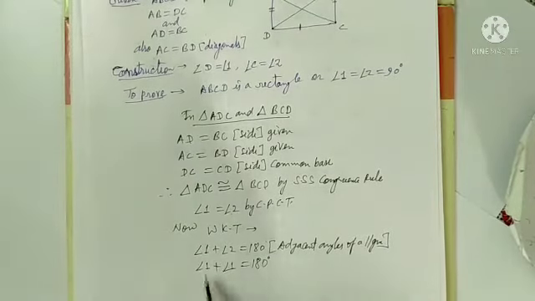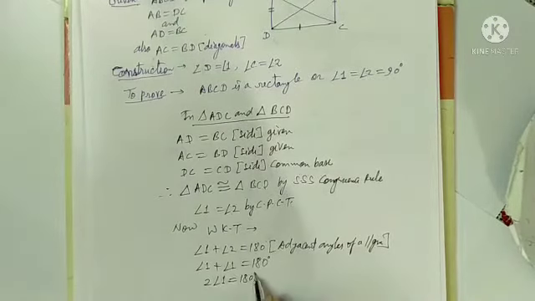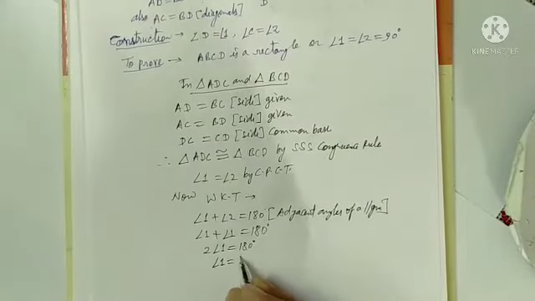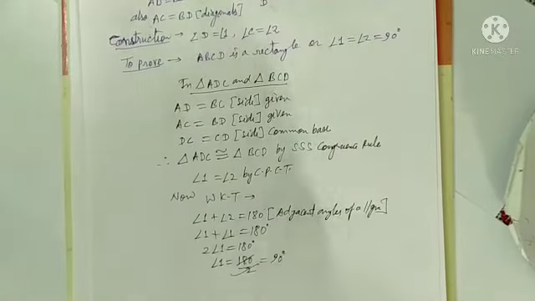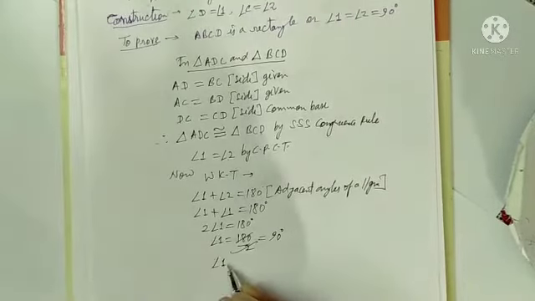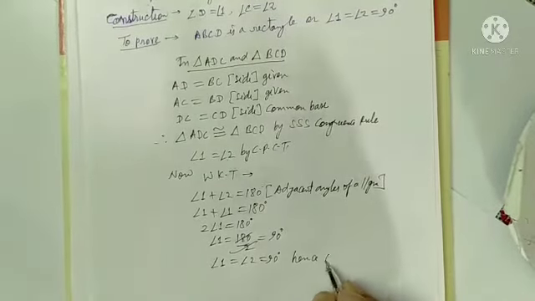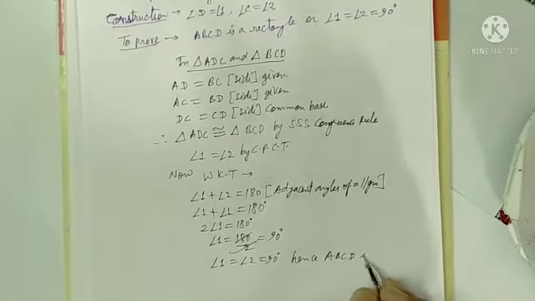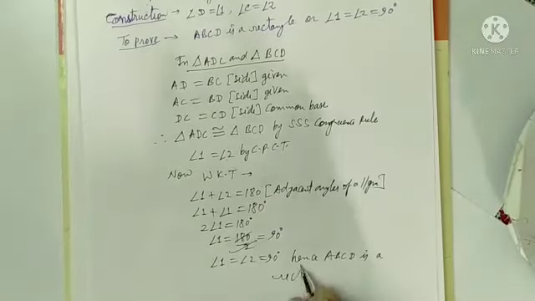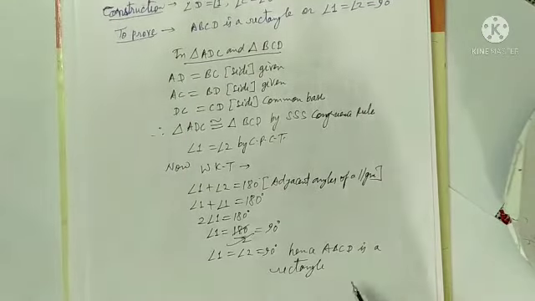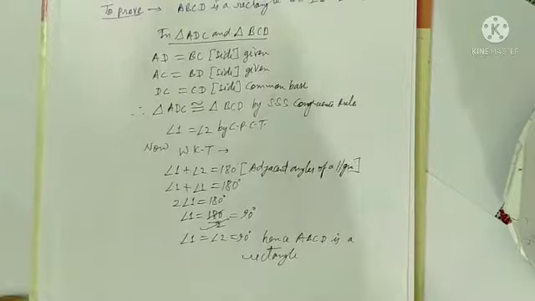So now angle 1 plus angle 1 means twice angle 1 is equal to 180. Here the 2 will go down to divide 180. So angle 1 is equal to 180 upon 2. If we divide 180 by 2, then we will get 90 degrees. So we can say angle 1 is equal to angle 2 is equal to 90 degrees. Hence ABCD is a rectangle. It is proved that a parallelogram with a right angle is called a rectangle. So the question is done, very easy.